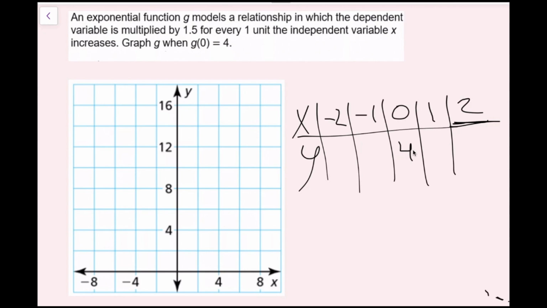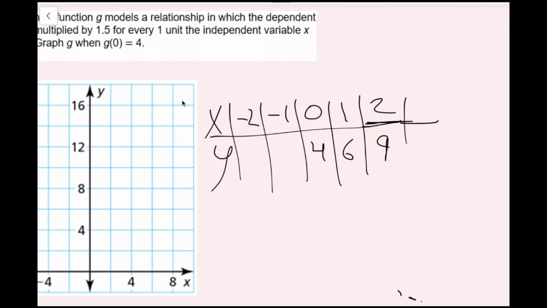Okay? So my initial value is 4 here. So to get from this value to this value, I just have to multiply by 1.5. Well, 4 times 1.5 is going to be 6. Okay? And then 6 times 1.5 is going to be 9. And you can do this out if you weren't sure. Now that I'm noticing, I know I can fit one more value over here because my y value goes up to 16. So I'm going to extend my table.